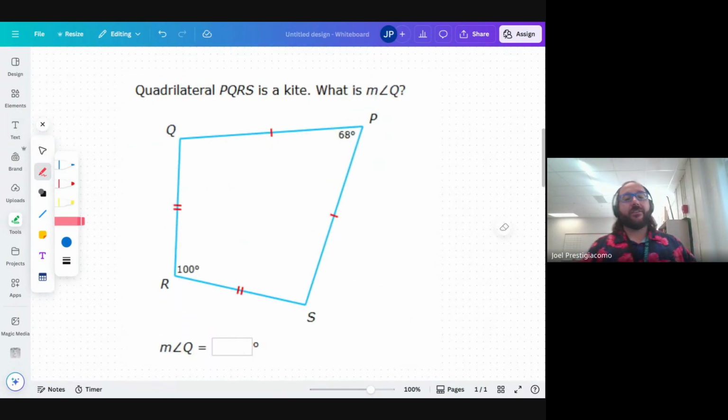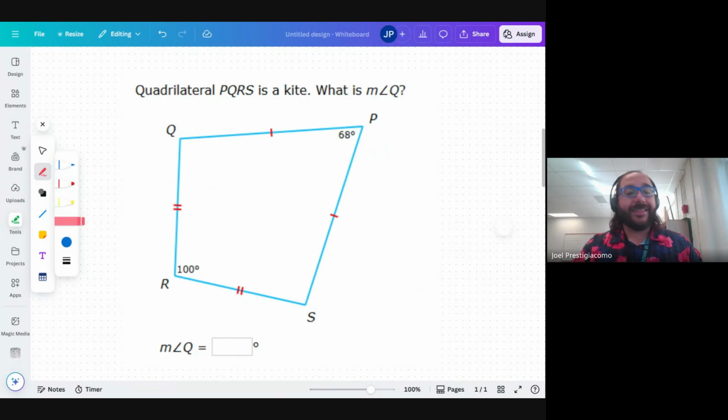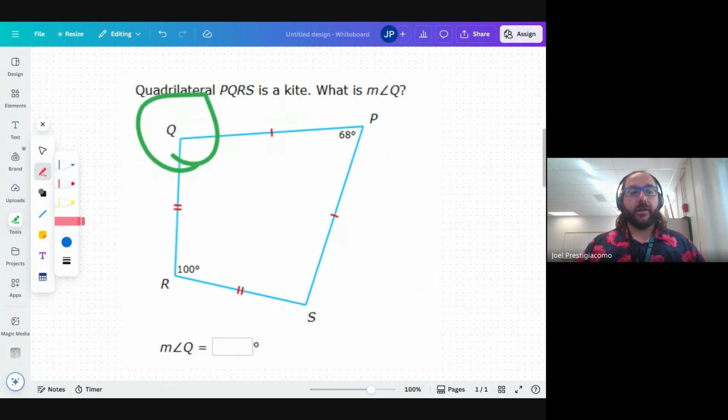Okay, so based off of what we learned there, right? What are we going to be able to figure out here? How do we figure this out? All right, so this is our first problem. It says quadrilateral PQRS is a kite. What is the measure of angle Q, right? So as always, what are we looking for, right? We're looking for this angle over here.